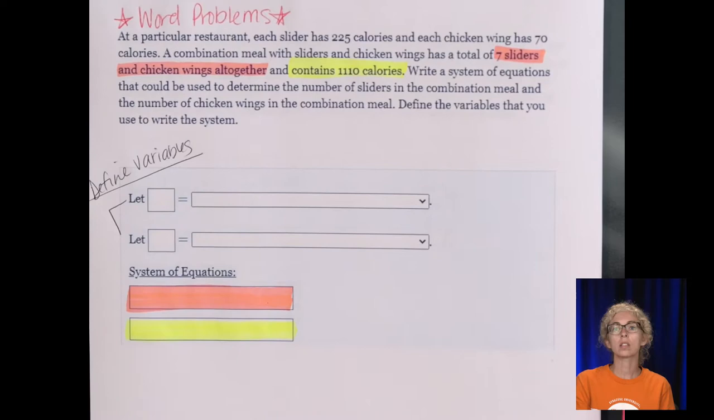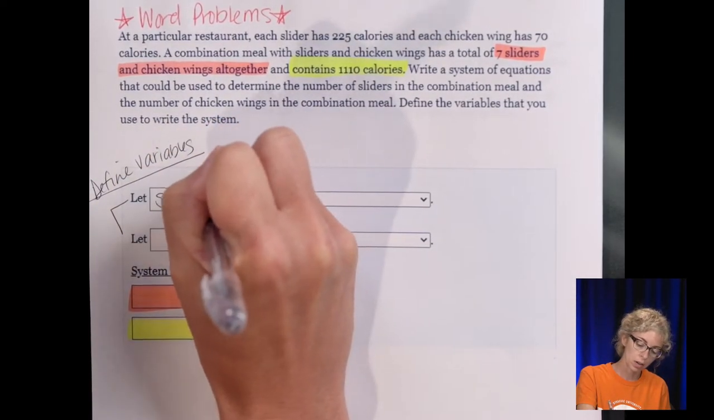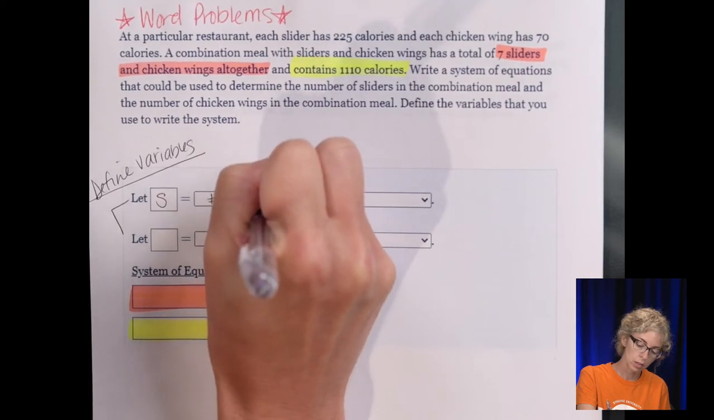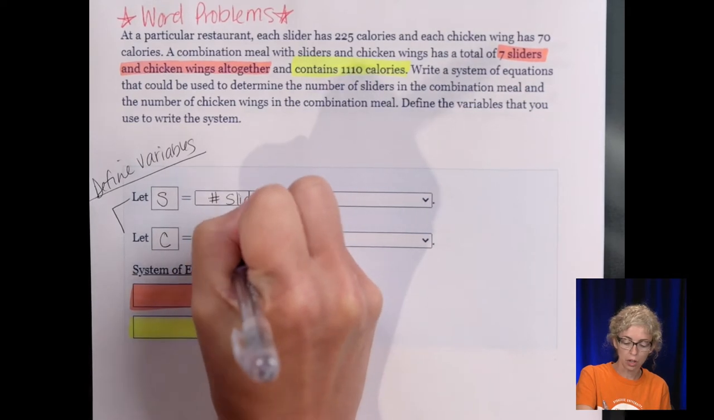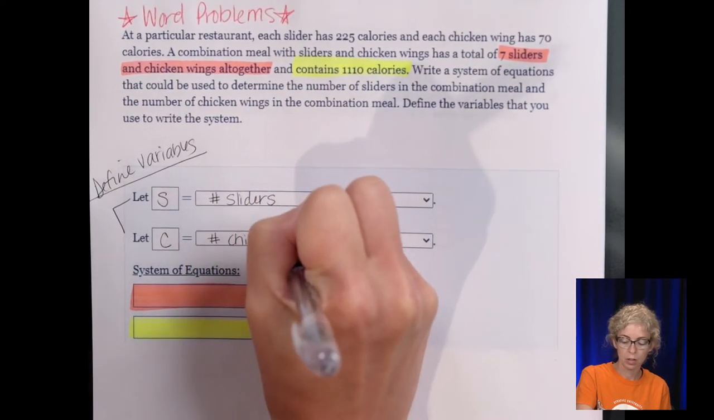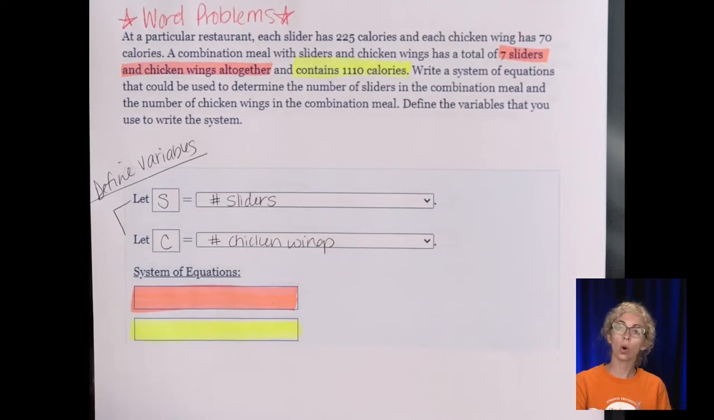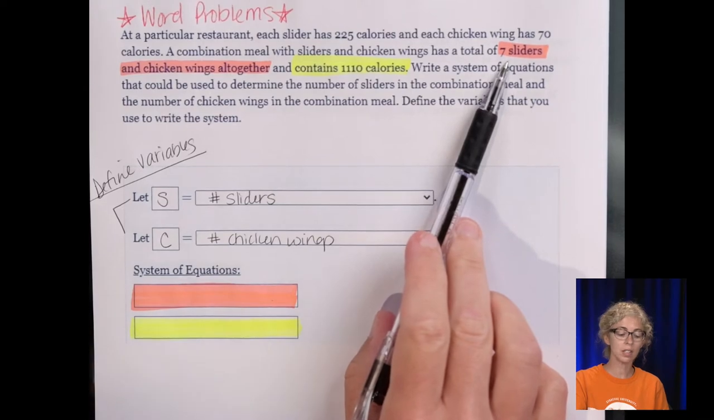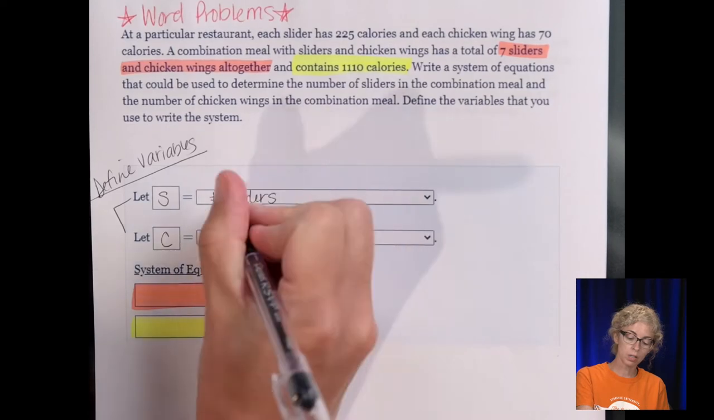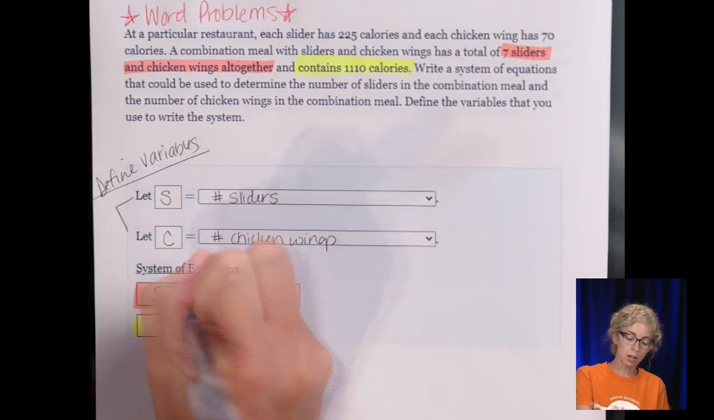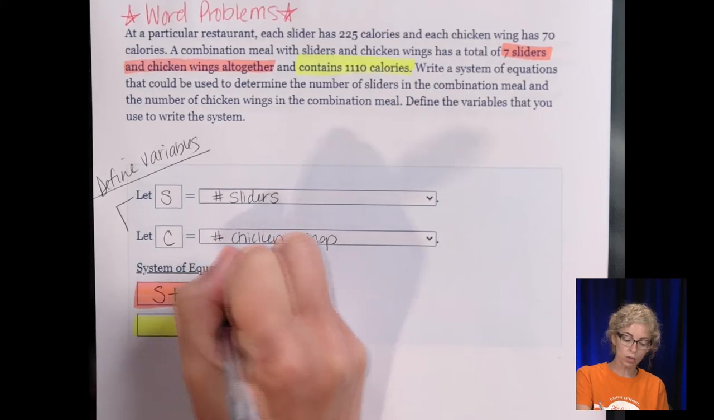Okay, so we have sliders and chicken wings. Let S equal the number of sliders. And let C equal the number of chicken wings. Okay, so we have a total of 7 sliders and chicken wings all together. So the number of sliders, S, plus the number of chicken wings, C, equals 7.